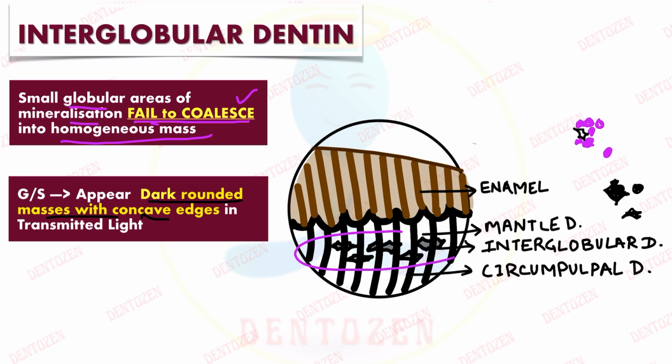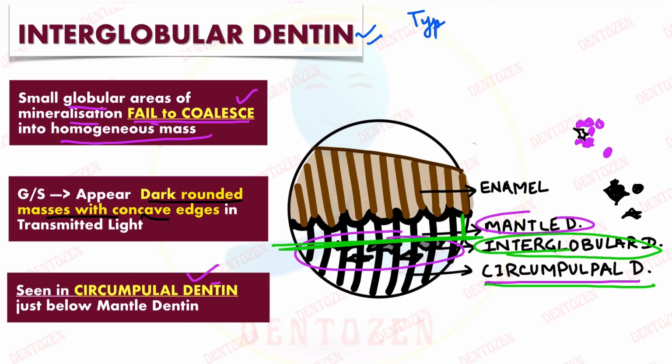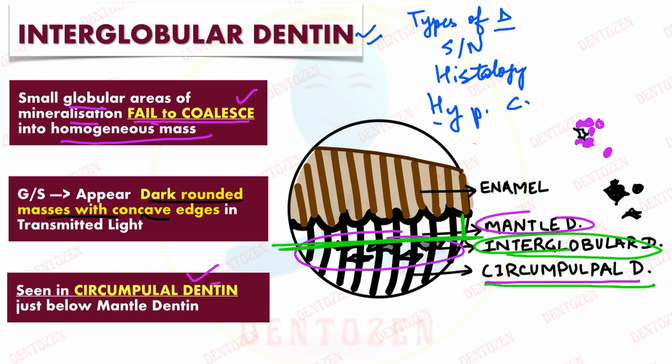And where do we have to draw them? We have to draw them in circumpulpal dentin, very important, just below the mantle dentin, which is the first layer. So this is mantle dentin, the first layer, and below that in the circumpulpal dentin we can see this interglobular dentin. To know the details about interglobular dentin, you can check the video on types of dentin where we have discussed it in detail. Now this interglobular dentin can also come as a short note. You can also describe it in the normal histology of dentin because we can see it there also, and we can also describe it in hypocalcified structures of dentin like this as we are describing it here.